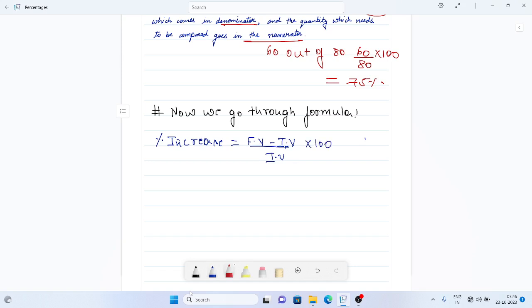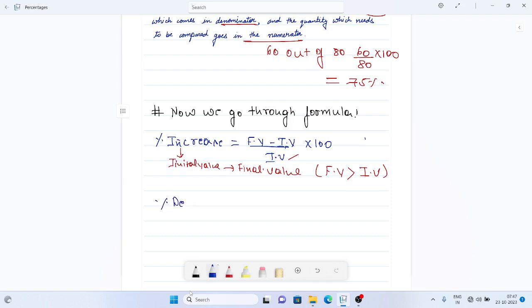Here they give one initial value and one final value, and ask what is the percentage increase from initial value to final value. So this is the formula of percentage increase. Here the final value is greater than the initial value, and you always compare with the initial value, not with the final value.